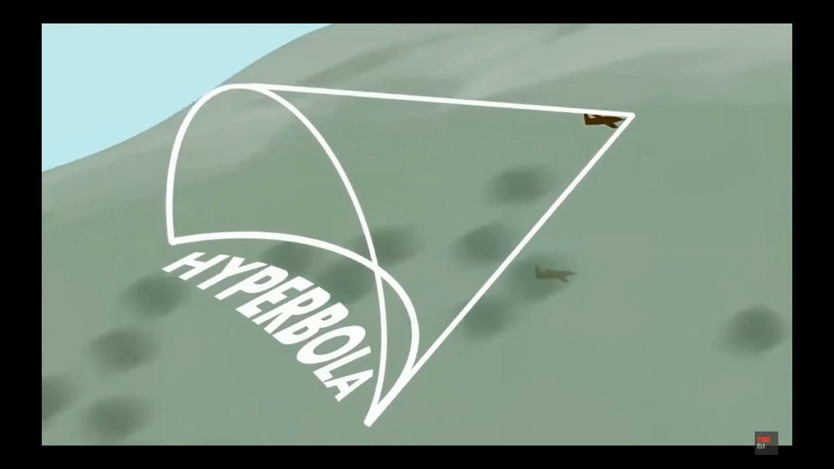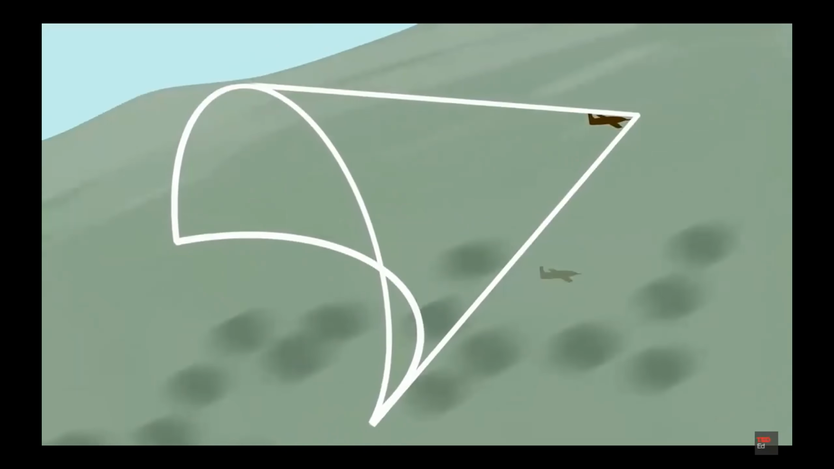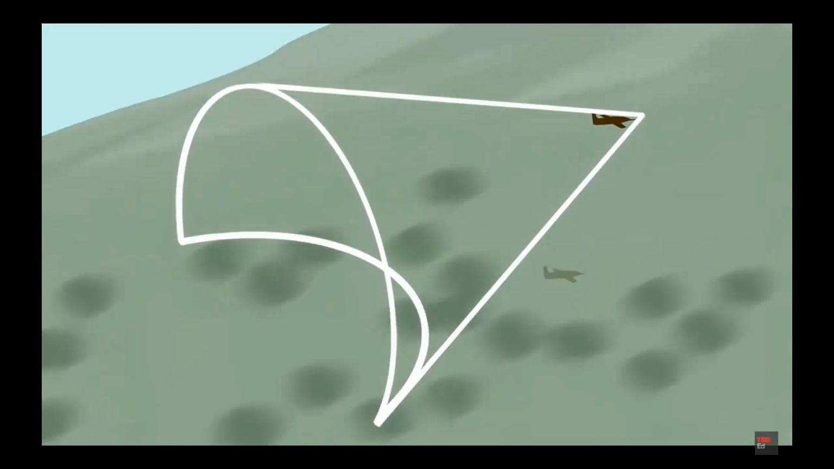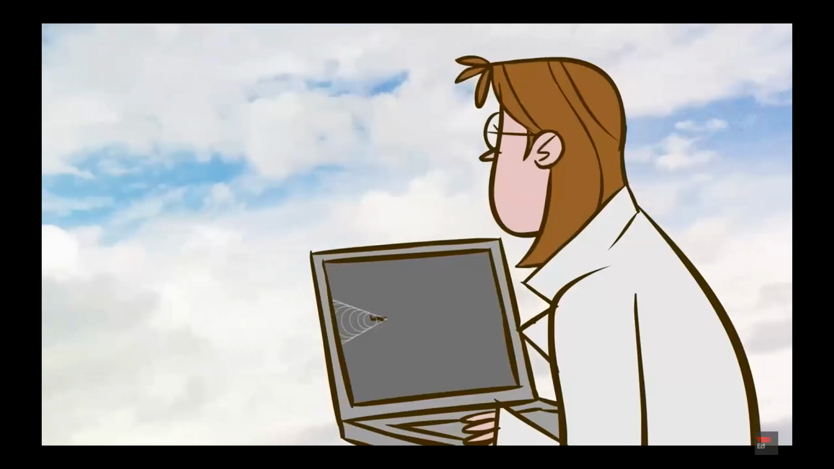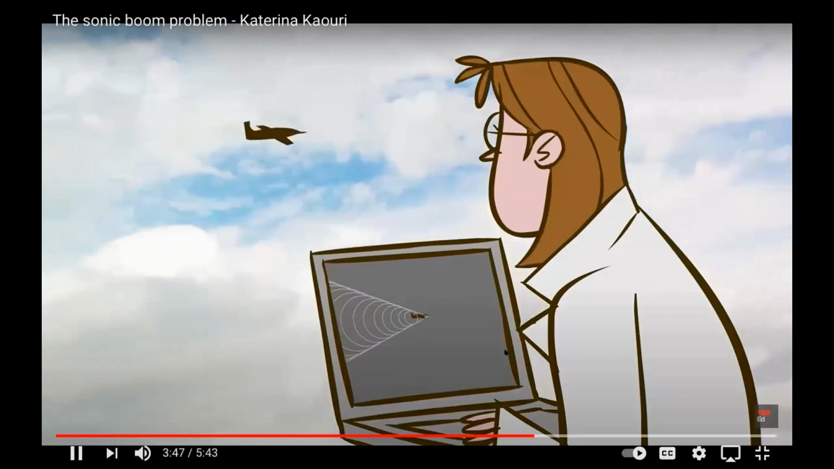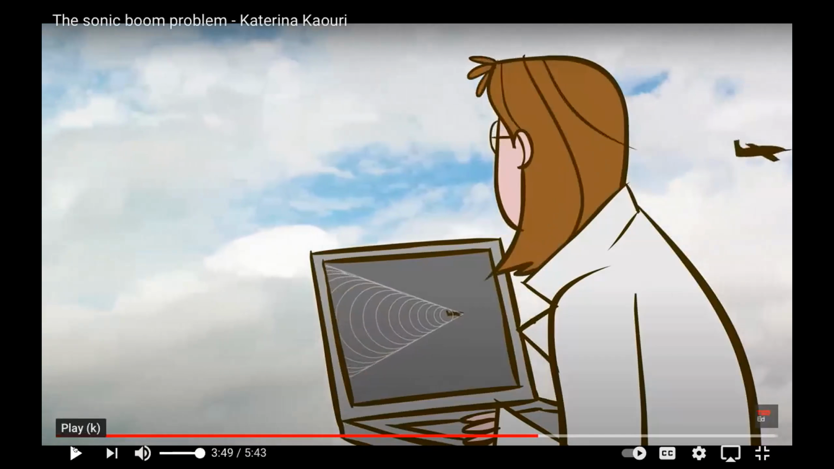Where the Mach cone meets the ground, it forms a hyperbola, leaving a trail known as the boom carpet as it travels forward. This makes it possible to determine the area affected by a sonic boom. What about figuring out how strong a sonic boom will be?